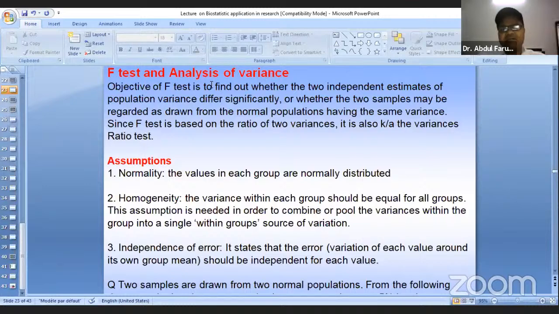The objective of the F test is to find out whether the two independent estimates of population variance differ significantly, or whether the two samples may be regarded as drawn from the normal population having the same variance.